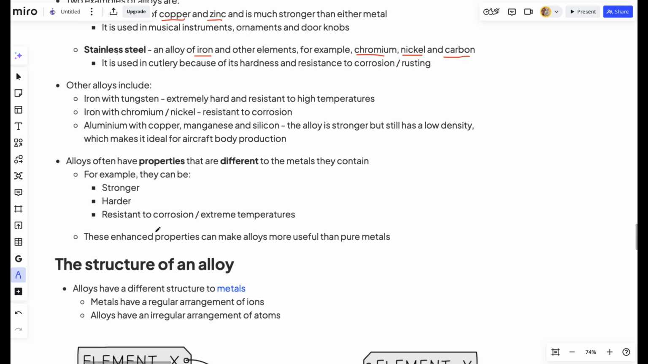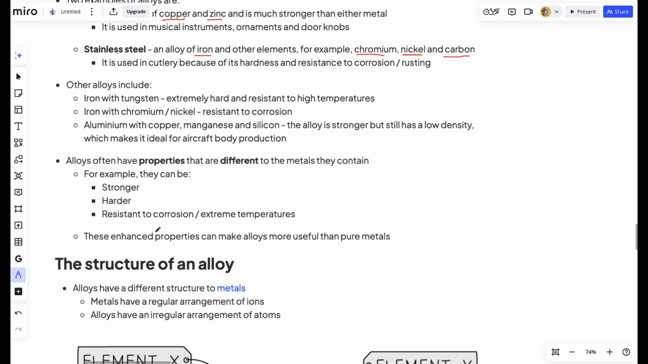The reason why alloys always have properties that are different to ordinary metals: one is that they are stronger than ordinary metals. The second is they are harder. They are more resistant to corrosion than other metals, and they are more resistant to extreme temperature than ordinary metals. You can see about four of these characteristics. Because they are harder, of course, they have a higher boiling point and higher melting point.